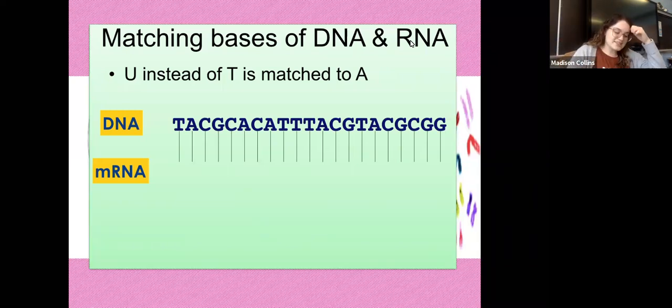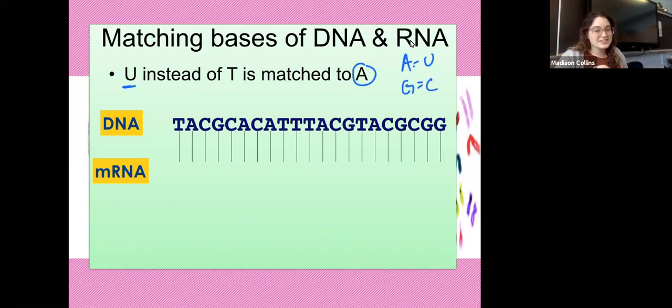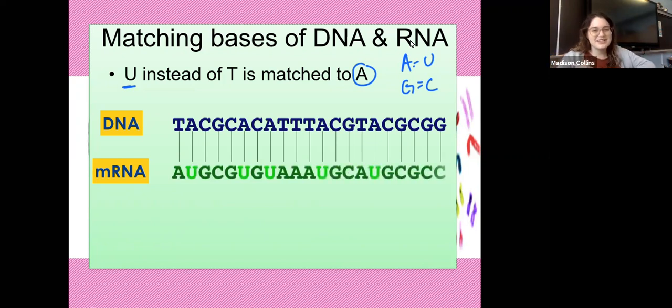All right, so remember that instead of T, U is matched to A instead. So A is always going to match with U, G is going to match with C. So that DNA strand is going to get copied by RNA polymerase, and that mRNA sequence is going to be as follows. Ooh, so slick. So notice that the only difference here is that we use U's instead of T's. Everything else is matched the same. So whenever we see a T, we're still going to match up an A. Whenever we see an A, the only difference is we add a U.